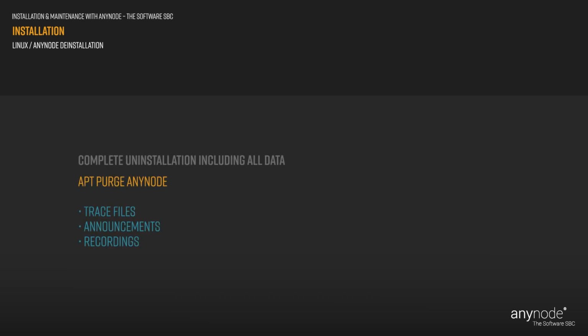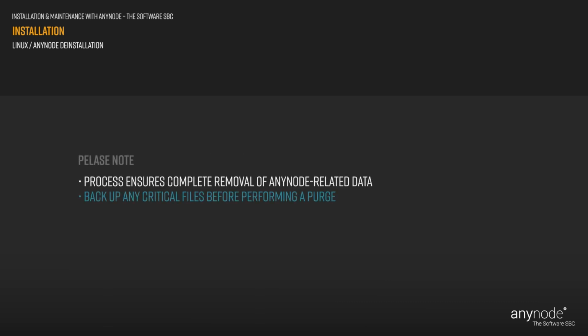When anynode is uninstalled using the purge option on Linux, the following data is permanently deleted. Trace files, all log and trace files generated during runtime. Announcements, any audio files used for announcements. Recordings, all call recording files stored on the system. This process ensures a complete removal of anynode-related data from the system. It is recommended to back up any critical files before performing a purge if you wish to retain them.